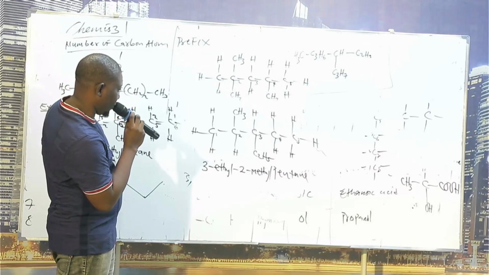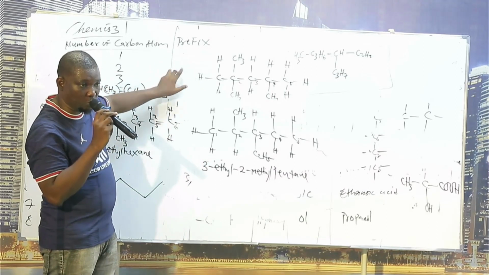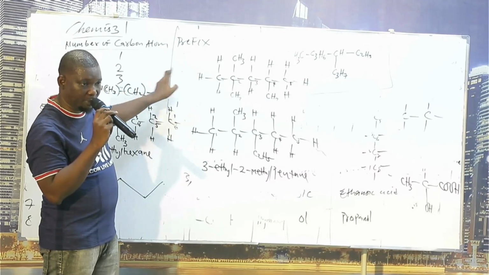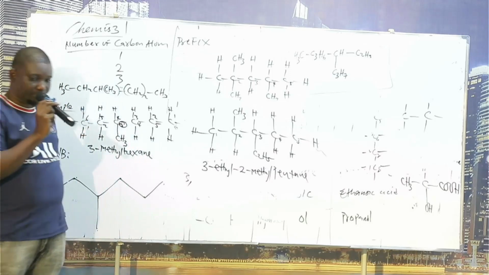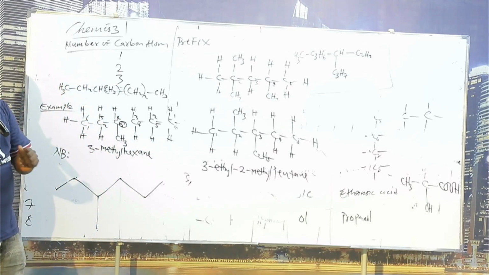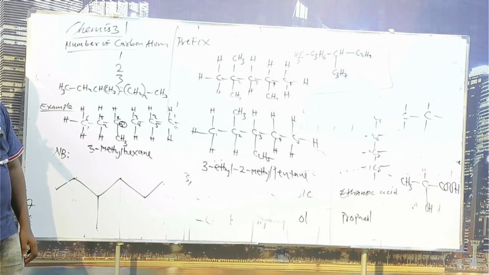But in the case of 2,2,4-trimethyl, see what is separating those 2,2,4 in between: commas. That is how it should be. Those are the rules, how you pack the rules in naming organic compounds.